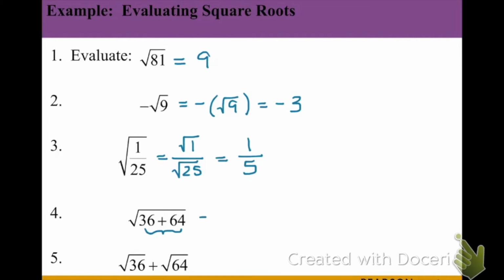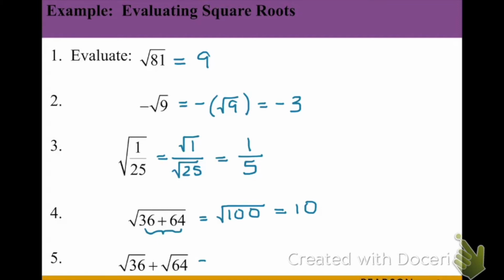On the fourth example here, when we're trying to evaluate square roots, we want to treat the radical like a set of parentheses. So using our order of operations, we need to do what's inside the radical first. In this case, adding together 36 and 64, making this the square root of 100. And so if we evaluate the square root of 100, well, 10 times 10 is 100, so we get 10.